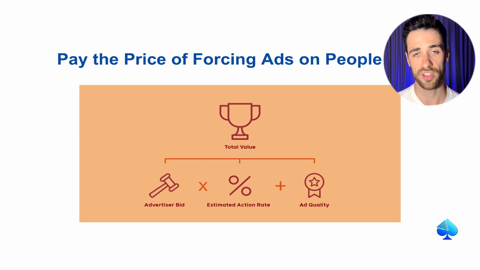But in short, we have an equation, and every time there's an opportunity for an ad to be served to someone, it's going to go through this auction equation. Okay, so advertiser bid times estimated action rate plus ad quality. The estimated action rate is the prediction from Facebook of how they think your ad is going to perform for that particular person. And then the ad quality is the actual quality of the ad in terms of best practices, as well as how people are giving feedback towards it, both actively and indirect feedback by how they're behaving around the ad. Okay, advertiser bid, you don't need to worry about. That's an automated feature in 99% of cases. But these two things are very important.